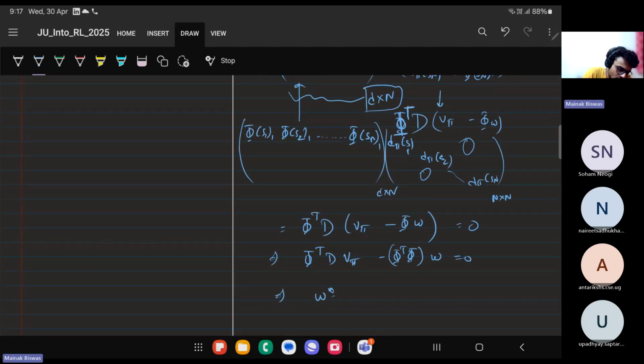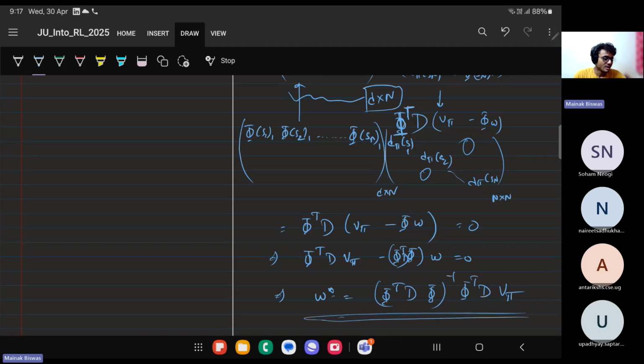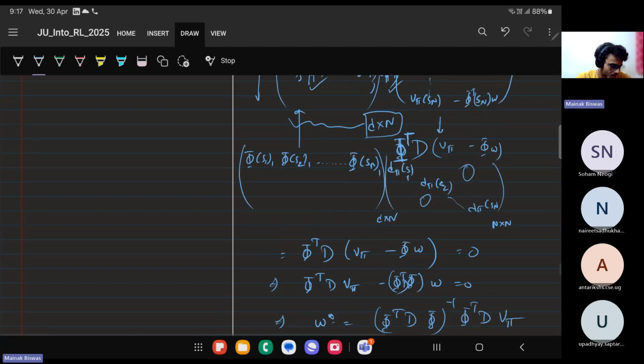W star is equal to phi transpose d phi inverse phi transpose d w. Again, I forgot the d here. So again, this is what you end up getting. Now let's try to see the geometric interpretation of this.